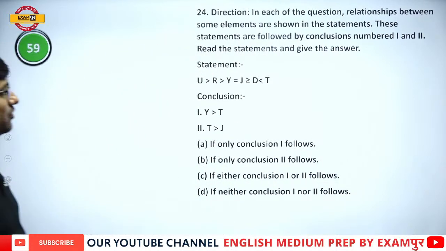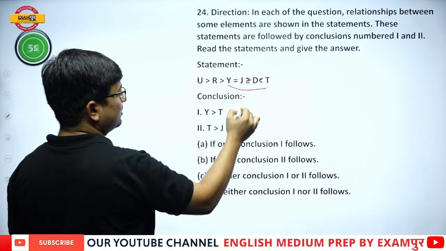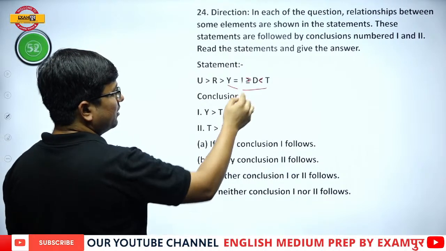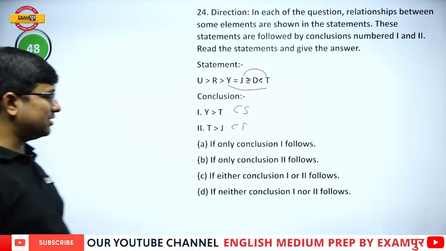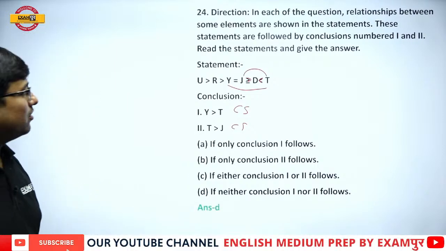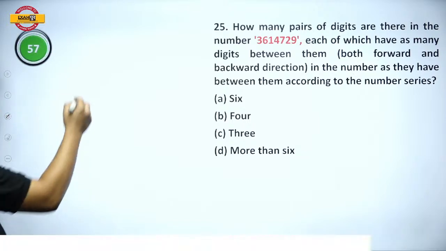Next one. See, between Y and T, my dear students, this will ensure opposite symbols. So can't say. And between T and J, again, opposite symbols, can't say. So both are not follows. Means none follows. All right. Next one. Quickly solve this one. Hurry up.